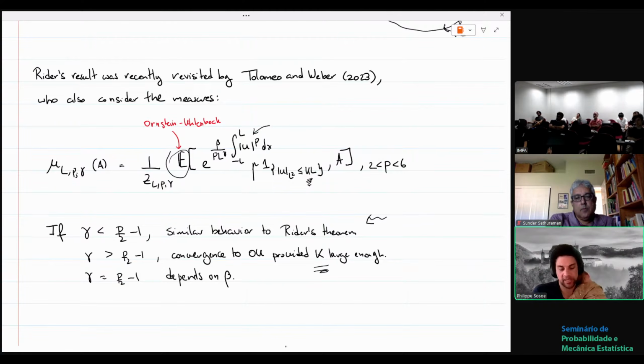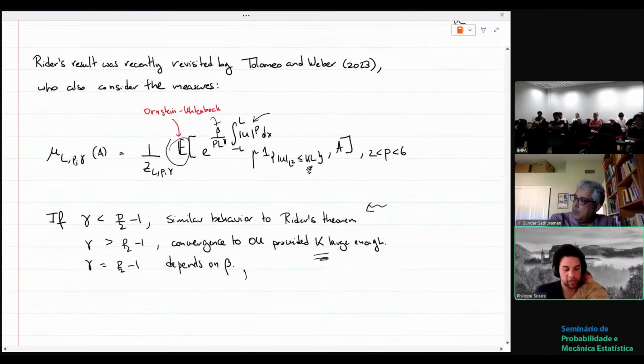And when gamma is equal to p over 2 minus 1, they show that the behavior depends on a parameter beta. It will be an Ornstein-Uhlenbeck process when beta is small enough. When beta is large enough, it's some other process. They're able to show it's not an Ornstein-Uhlenbeck process, but they don't characterize it.